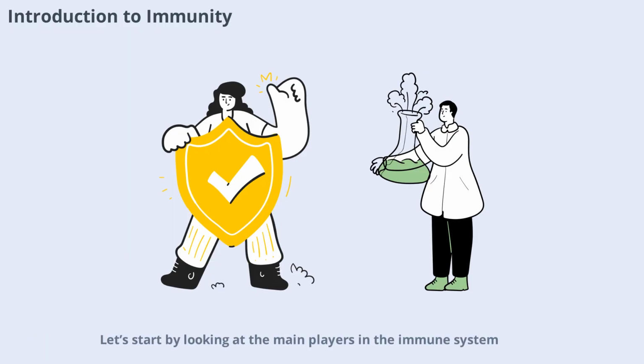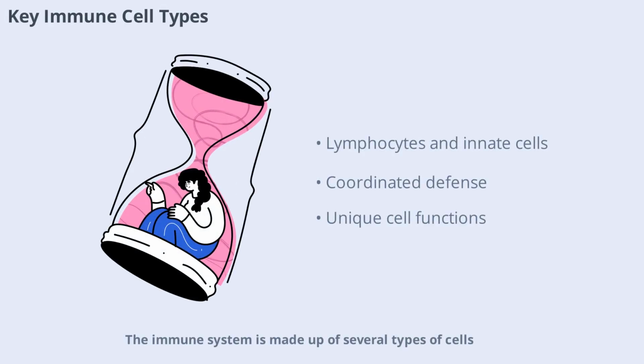Let's start by looking at the main players in the immune system. The immune system is made up of several types of cells, each with unique functions. The primary categories include lymphocytes such as T cells and B cells, as well as innate immune cells like macrophages, neutrophils, and natural killer cells. These cells work together, forming a coordinated defense against pathogens. While some act as sentinels, others are the soldiers on the front lines.